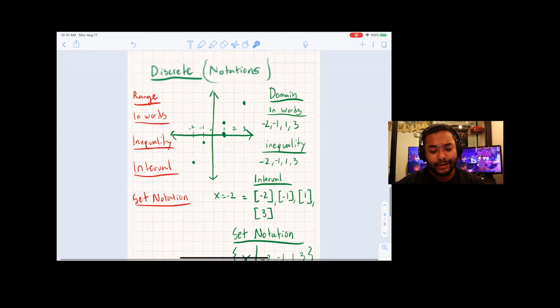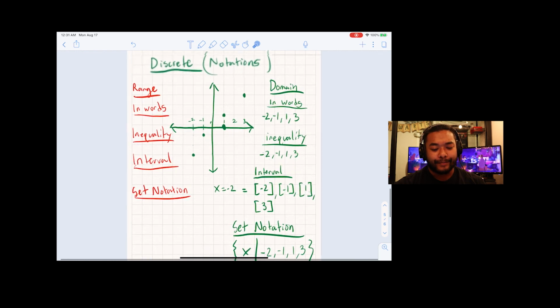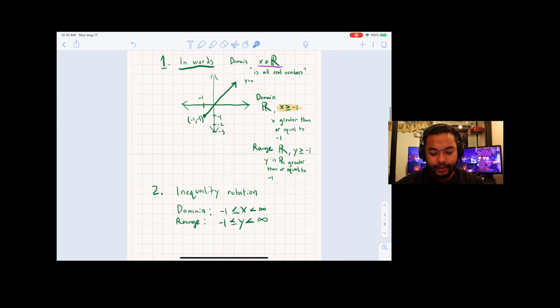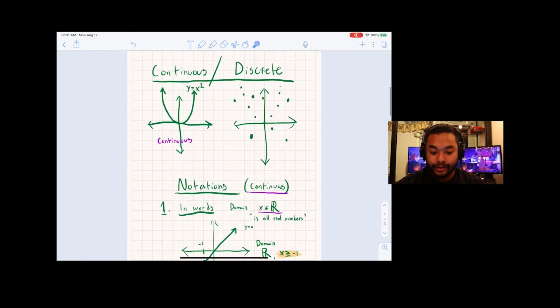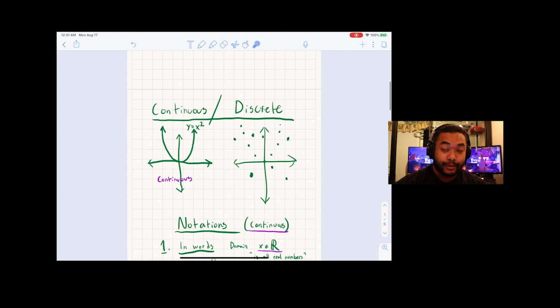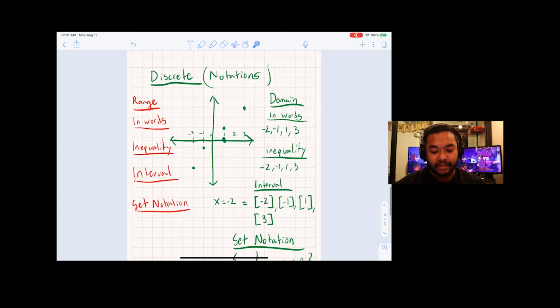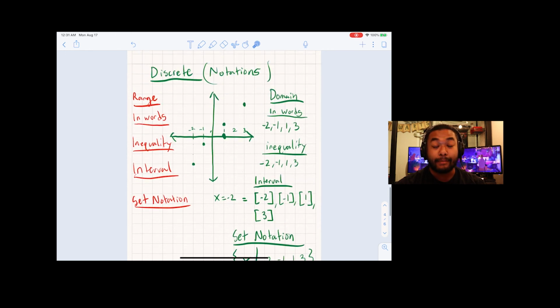If you have any questions on this, feel free to email me. That is discrete notations. We've covered set notation, interval notation, inequality notation in words. We've looked at some continuous graphs, some discrete graphs, and we saw how it's a little different if we're talking about discrete graphs. That's it.